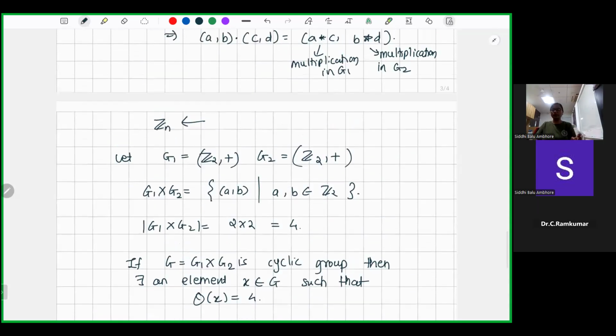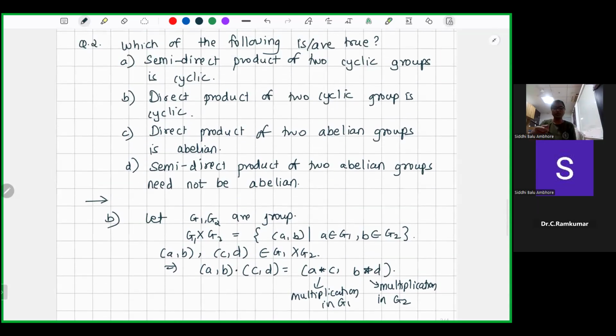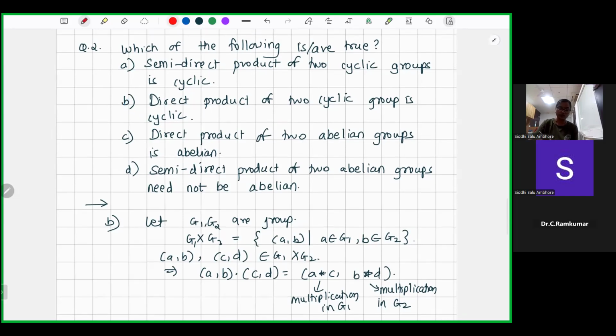Okay, so I hope you understood what I'm trying to say here. Therefore, this statement that the direct product of two cyclic groups is always cyclic is not true. I mean, you can check this. We have discussed this earlier as well. And so this is not true, in fact.